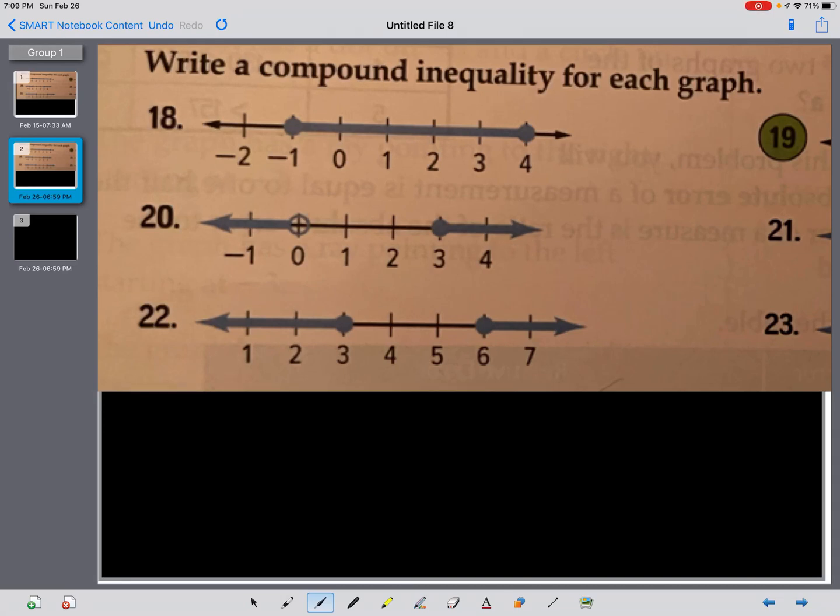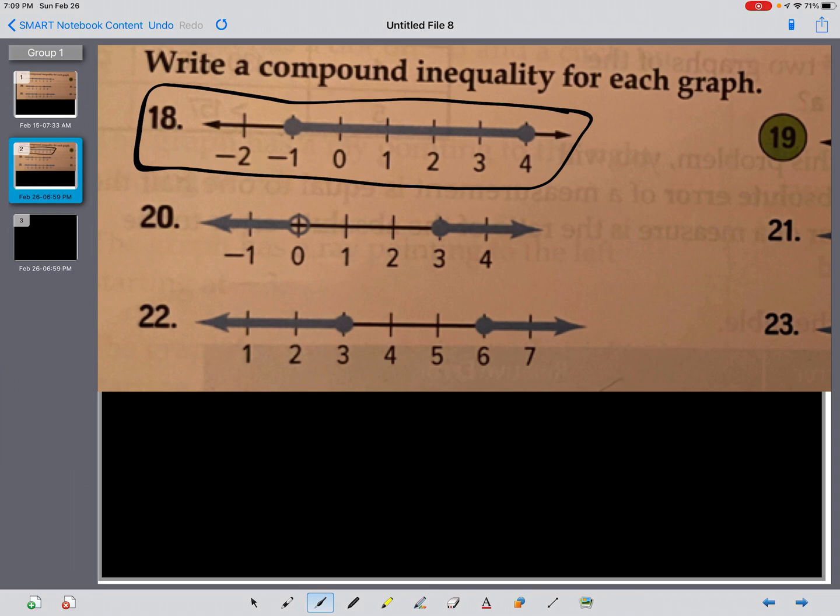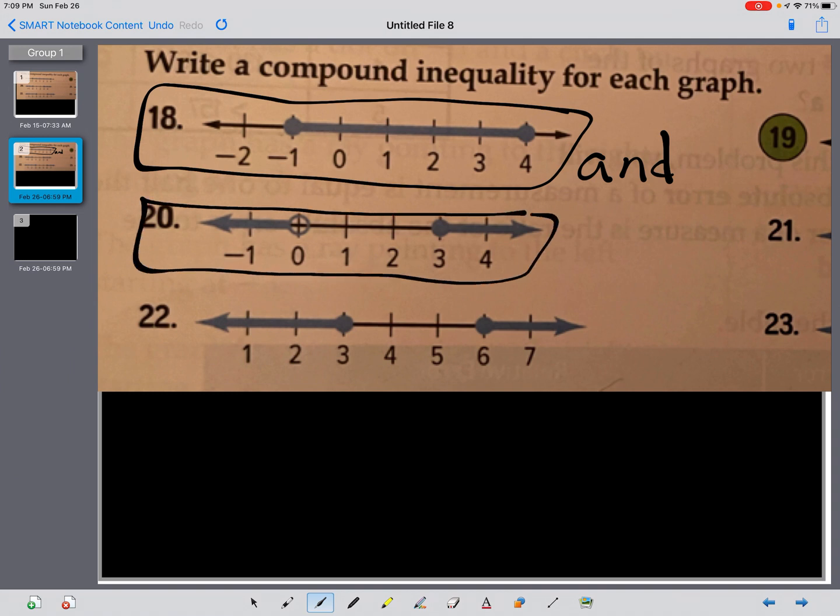Write a compound inequality for each graph. And so we have three examples. The first one we see here, number 18, this is frequently called an AND compound inequality. And secondly, with number 20, these are called an OR.